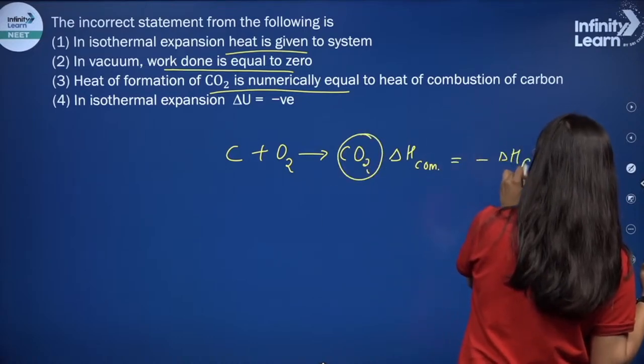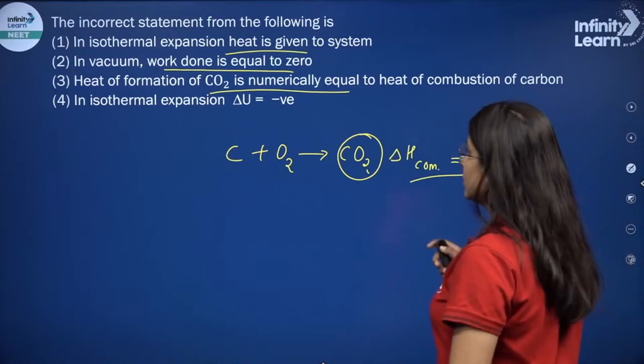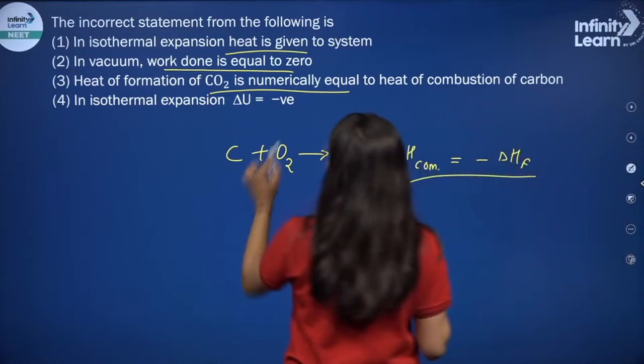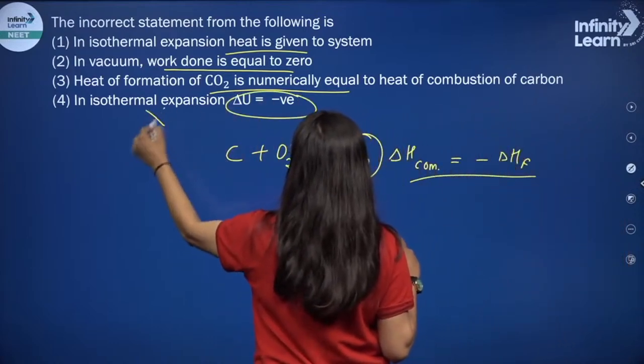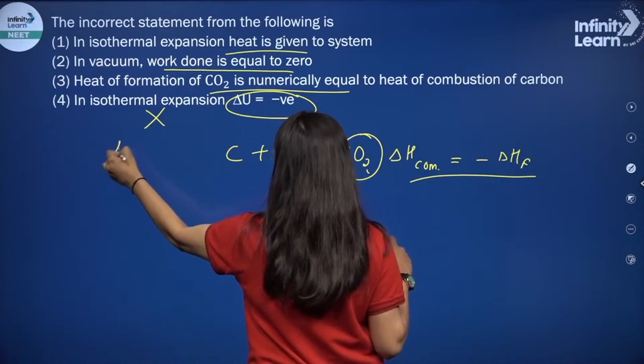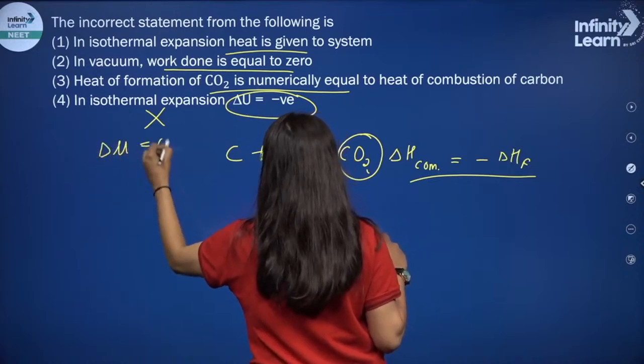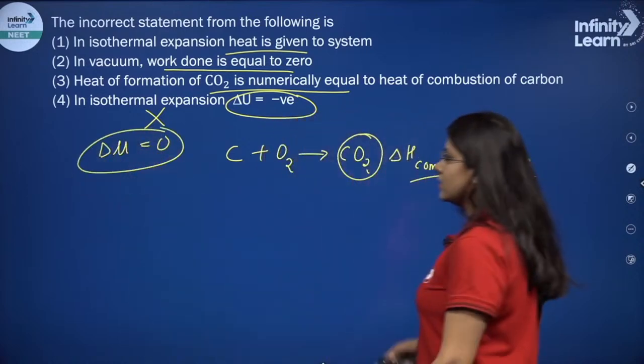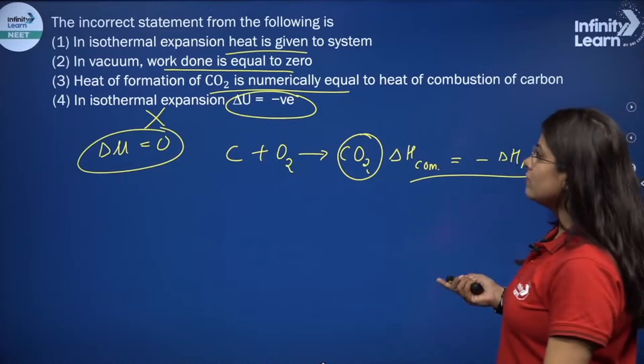opposite. Heat of formation. इन आइसोथर्मल एक्सपेंशन डेल्टा यू इज़ नेगेटिव, दैट इज़ रॉन्ग. आइसोथर्मल में टेम्परेचर इज़ कॉन्स्टेंट, सो डेल्टा यू इज़ ऑल्सो ज़ीरो, इट इज़ नॉट नेगेटिव. सो आंसर इज़ ऑप्शन नंबर 4.